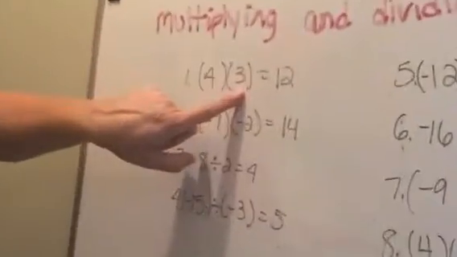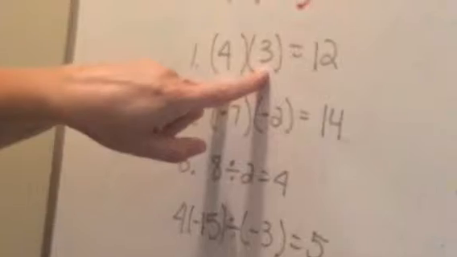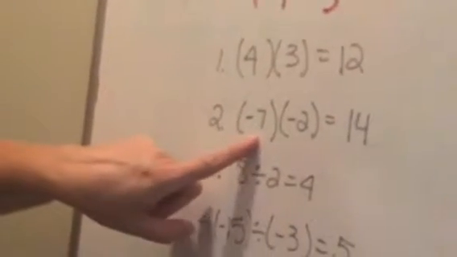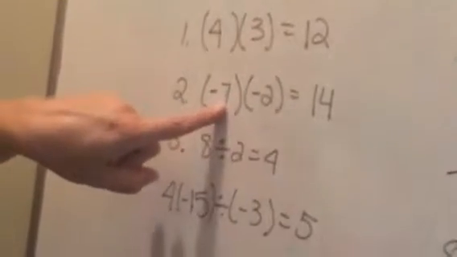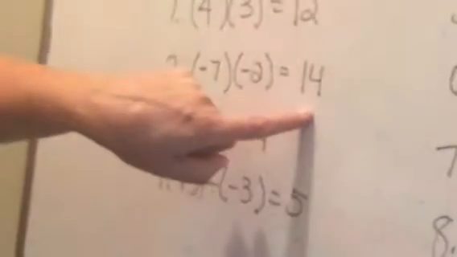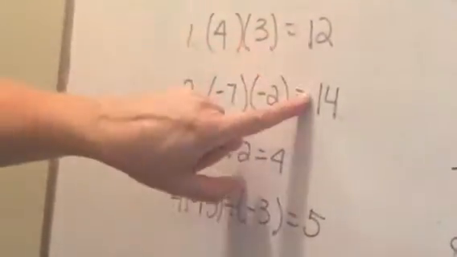You have a positive 4 times 3. You know that 4 times 3 is 12. It's positive. Notice those are the same signs. Here, you have a negative 7 times a negative 2. The same signs. Negative 7 times negative 2 is actually a positive 14. Okay, because the same signs, I get positive.